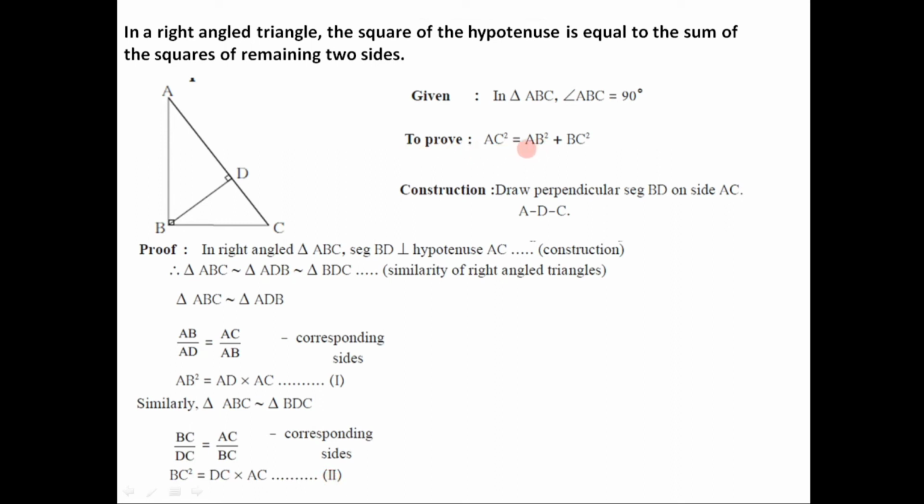We compare what is to prove. We have to prove that on the right hand side AB square plus BC square. In equations 1 and 2, as we can see, the left hand sides are AB square and BC square. So here we should take their sum. That's why one operation we must do on these two equations is addition. So we must add equation 1 and equation 2.